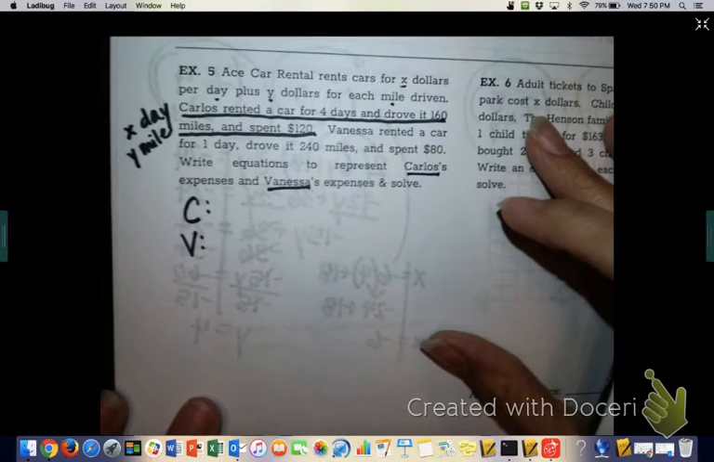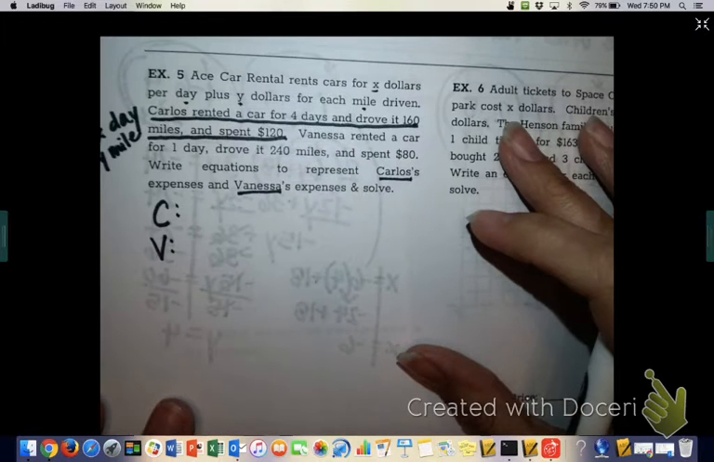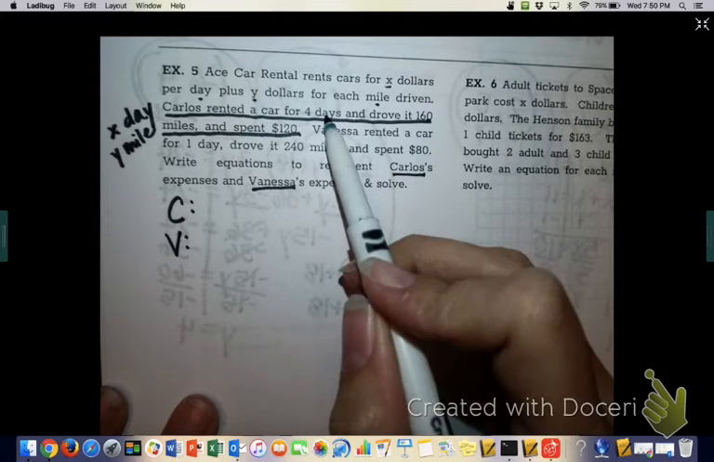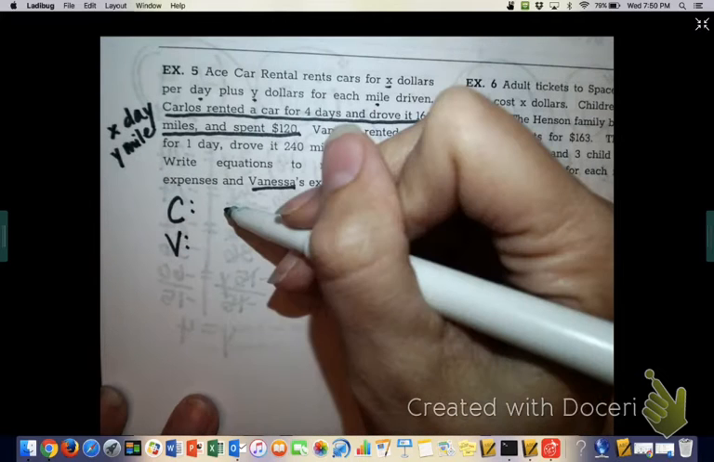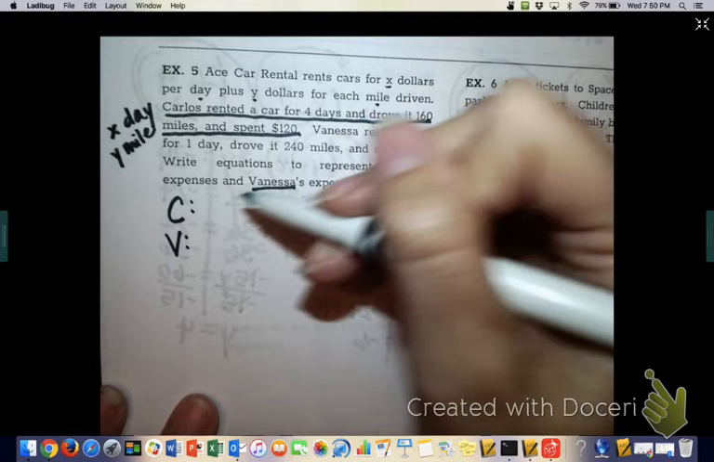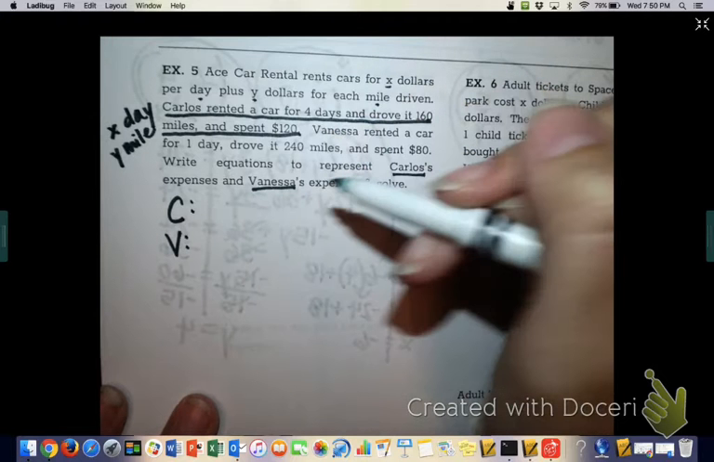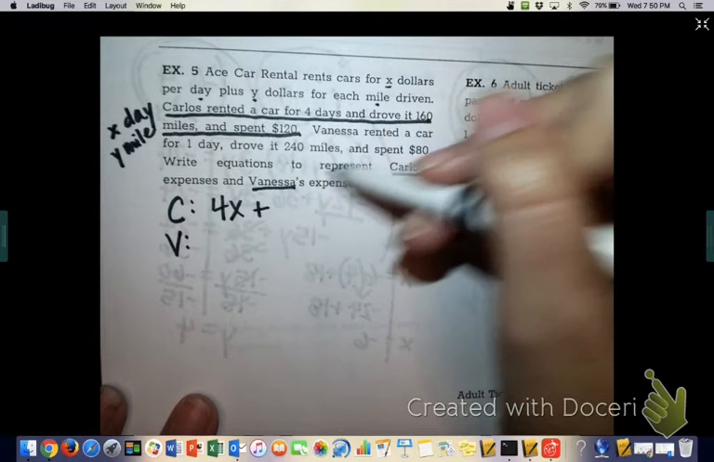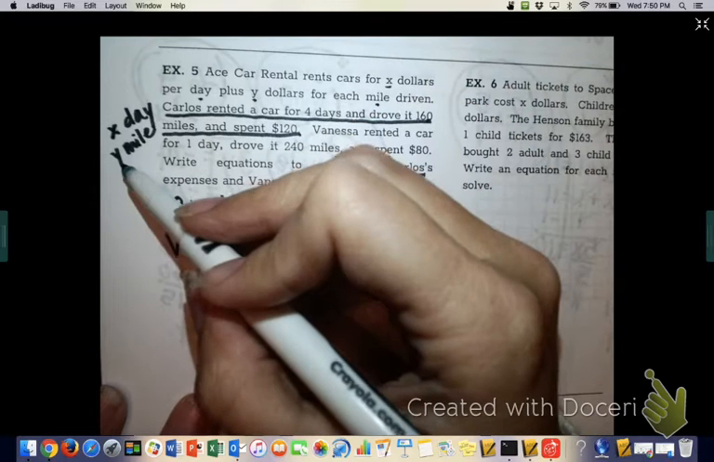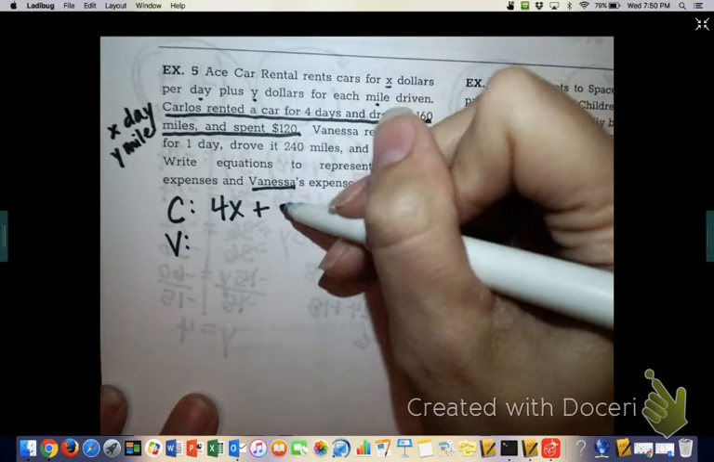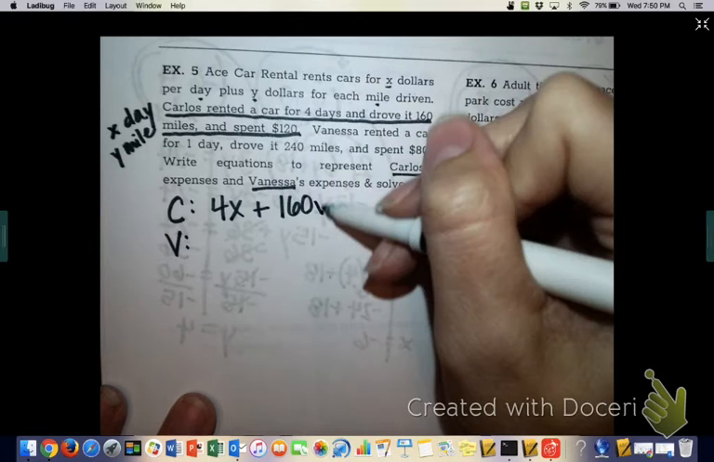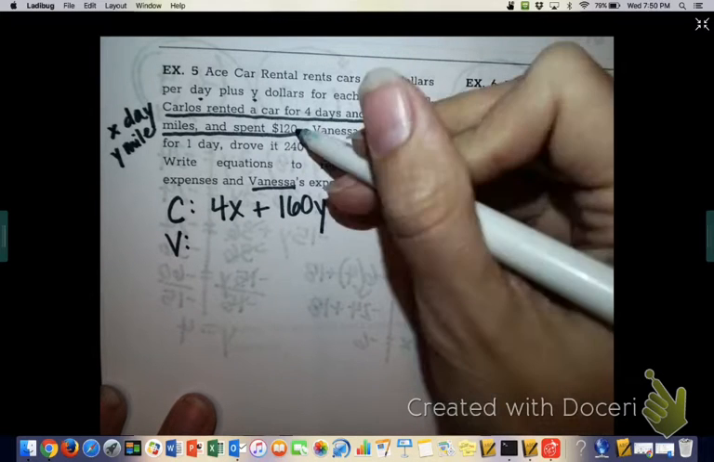Okay, so for Carlos, 4 days. So our days is our X. So we're going to put 4X plus 160 miles. So that's Y. So 160Y. And it was a total of $120.